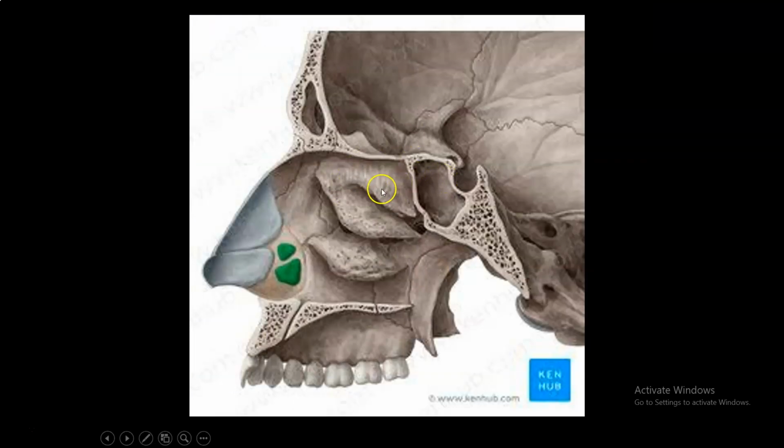Another view, in the lateral view, showing the nose: this is the inferior turbinate, the middle turbinate, and the superior turbinate. Medial to the superior turbinate, we find the sphenoid ostium. The ostium of the sphenoid sinus is not in the dependent part, but it is in the upper part of the sinus.